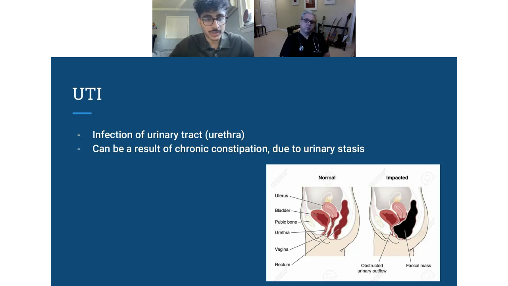And next, I want to talk about UTIs. So they're an infection of the urinary tract, the urethra, which can be a result of chronic constipation or due to urinary stasis alone. So here I just have a picture of how chronic constipation and buildup of stool in the intestines can actually impede on the emptying of the bladder, which can cause stasis of the urinary fluids and in turn cause recurrent UTIs.